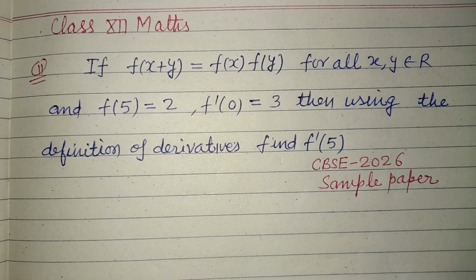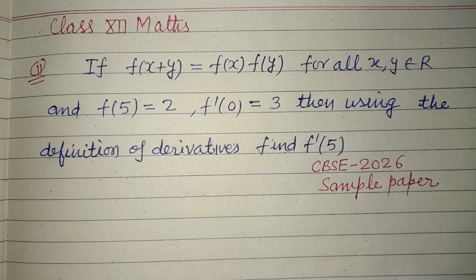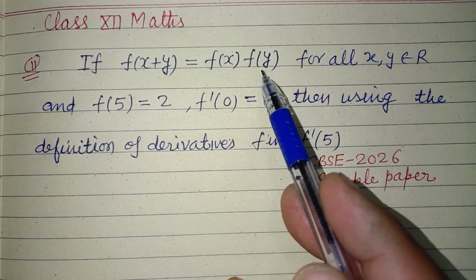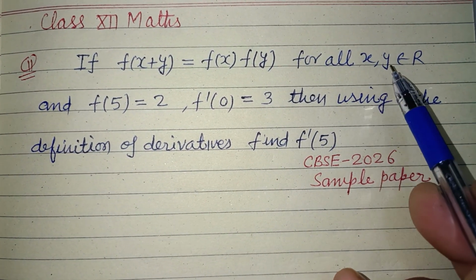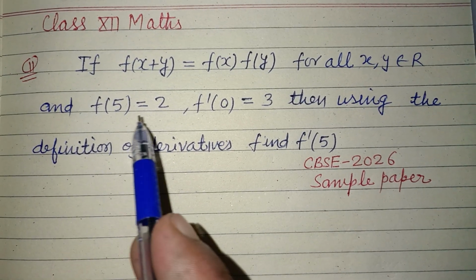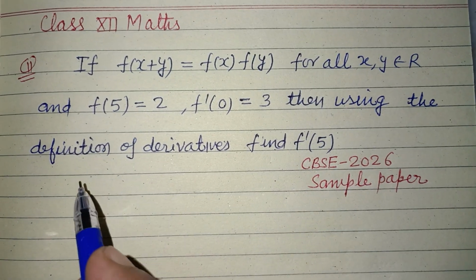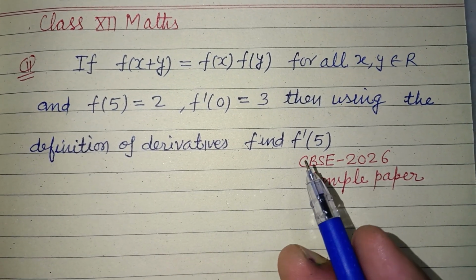Question from CBSE 2026 sample paper. If f(x+y) = f(x)f(y) for all x, y belongs to R, and f(5) is 2, f'(0) is 3, then using the definition of derivative find f'(5).